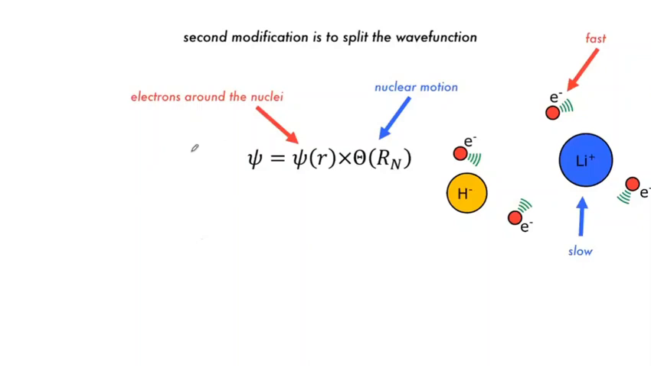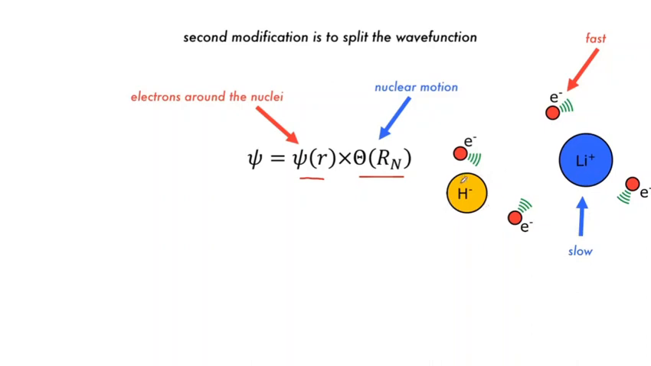So the second modification, you might see it called an approximation, is to change the wave function and split it up into two parts. One part describes the electrons around the nuclei, and the other part describes the nuclear motion. And you might say, well, why can we do this? Well, ultimately, it's because of the relative speeds of the particles.